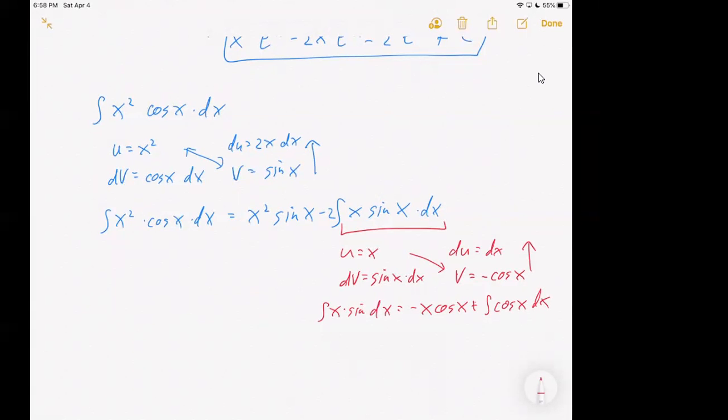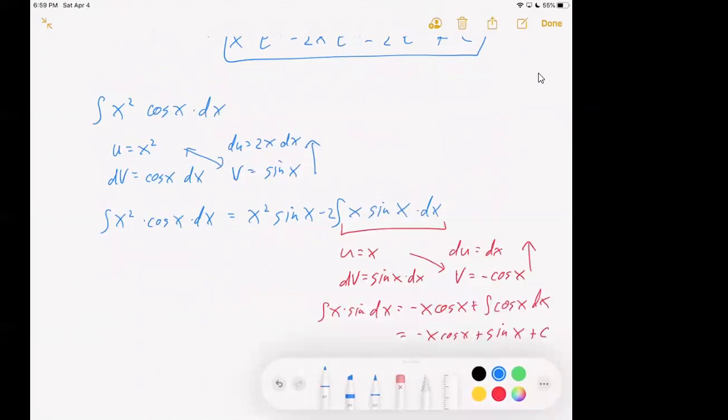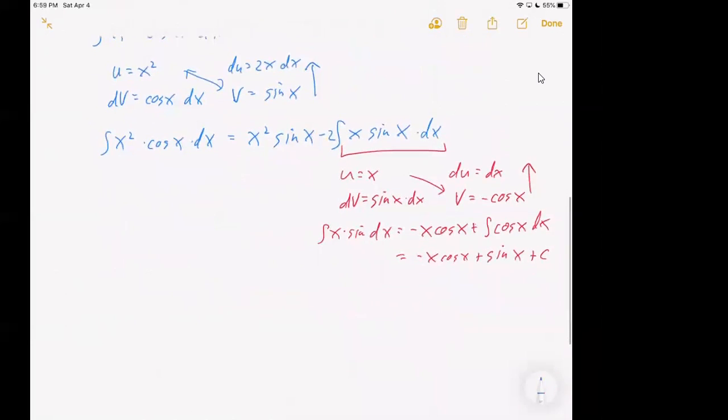And if I look at that, I can see that that's going to be negative x cosine x, and the antiderivative of cosine is sine, plus c. If I sub all of that back into the original problem, slide on up, I can say that the antiderivative of x squared cosine x dx is equal to x squared sine x minus twice all of this, negative x cosine x plus sine x.